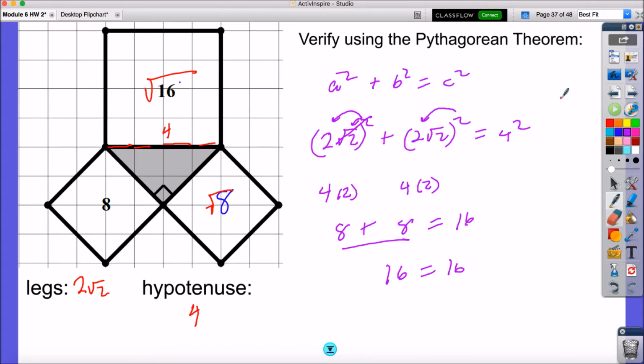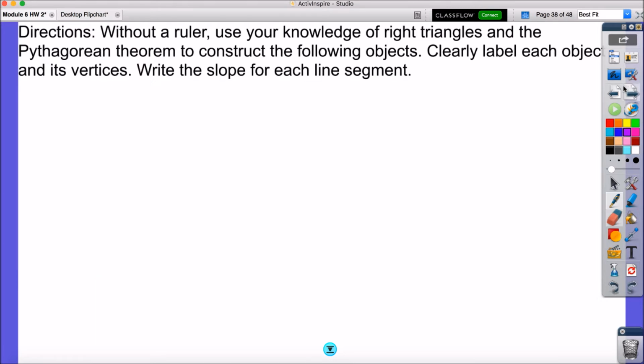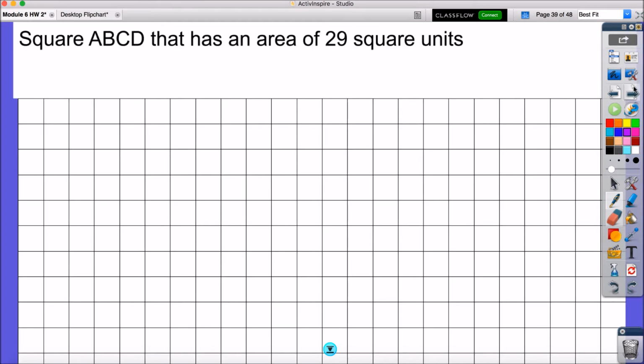Alright, so let's go ahead now and look at the next one. It says, without a ruler, use your knowledge of right triangles and the Pythagorean theorem to construct the following objects. Clearly label each object and the vertices. Write the slope of each line segment. So what it's saying is, I want you to draw an area of 29.